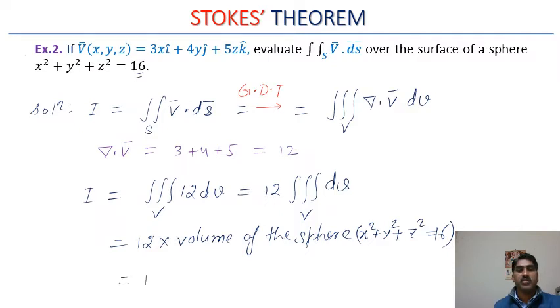So this is equal to 12 times 4 by 3 pi, and cube of radius means 4 cube. So you can simplify this, and this 3 will cancel in 12, and nothing else will cancel. So we have 1024 pi. This is our integral.